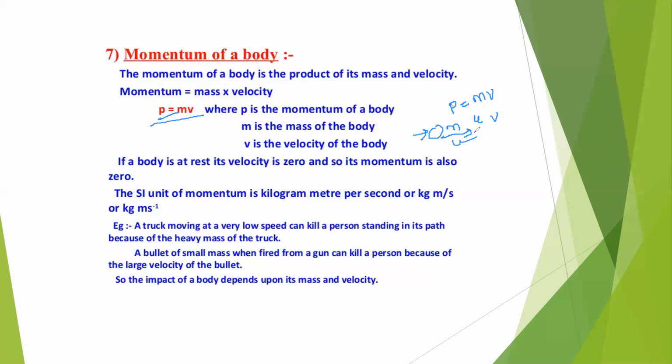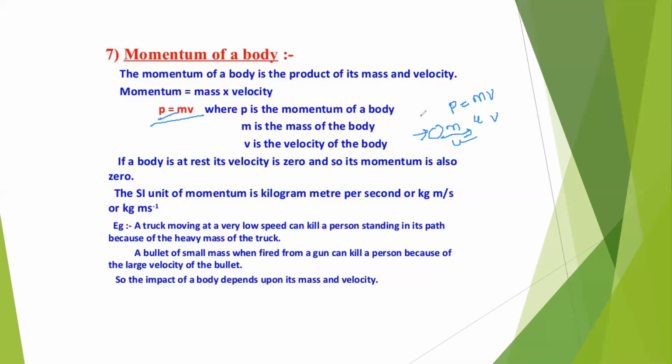Okay, so here what happens whenever all bodies have mass and velocity, whatever it is. If you take the product, it gives a physical quantity. So what is that quantity? That quantity is nothing but the momentum of a body, right? Here we can study different cases.